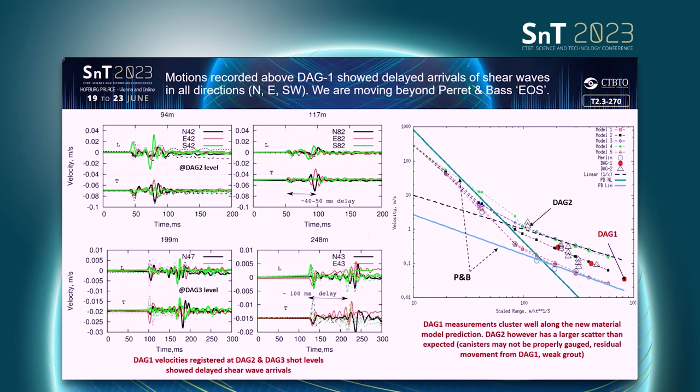Again, we saw several motions recorded above DAG1 of shot numbers 2 and 3, and we showed there is a variation between the northeast and the southwest. Remember, we have a tripod instrumentation system. And we saw there is always a delay in the arrival of the shear motion. That can be explained because there is more continuity in the horizontal direction of the lenses, and there are more lenses that you sample in the vertical direction. Therefore, you expect more delay in the vertical direction than the horizontal one.